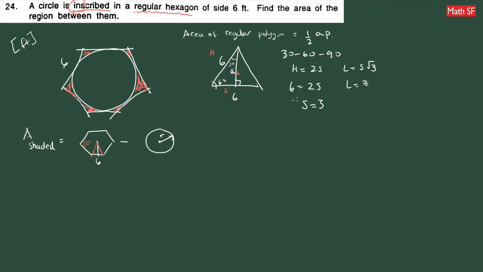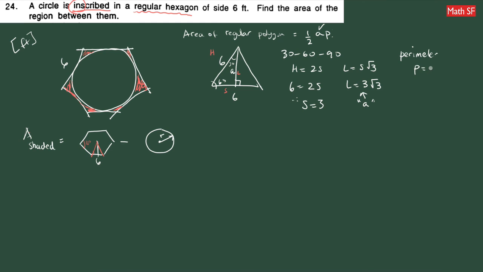L equals 3 times the square root of 3. Now, this long side is the apothem, right? This is the 8, the apothem. So I almost have enough things to find my perimeter. I had the apothem, but I do not have the perimeter. How do I find the perimeter of it?